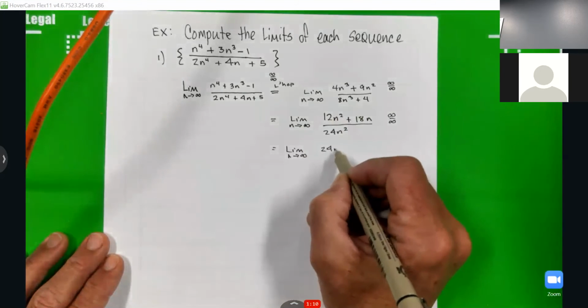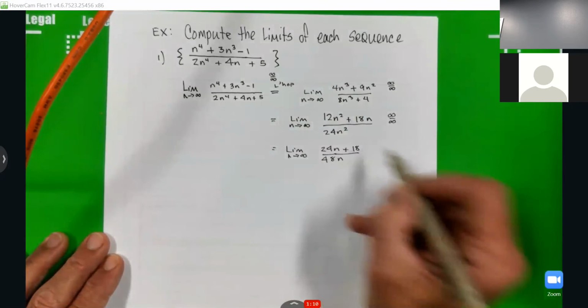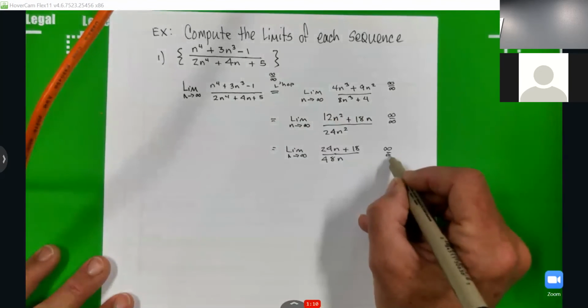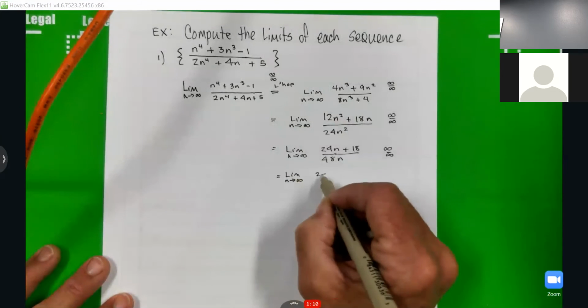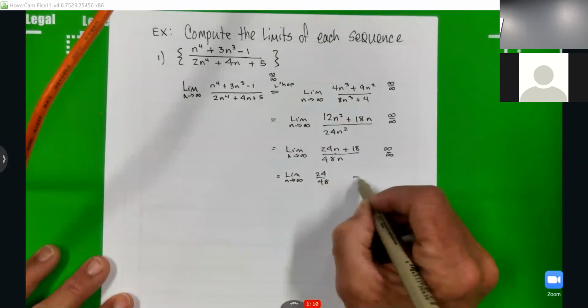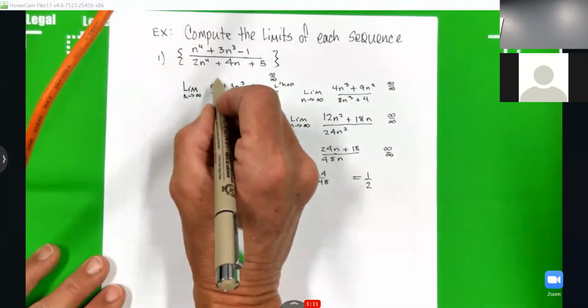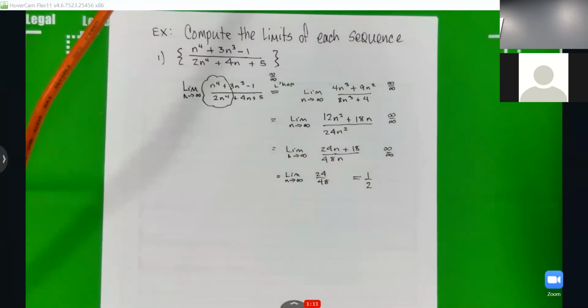And I get 24n over 48n. Actually, I got an 18 up here. 24n plus 18 over 48n. But I think one more time gives me the limit as n goes to infinity of 24 over 48. And there's the 1/2. You don't have to do all those steps. You can remember that if the degree on top is equal to the degree on the bottom, your limit will be the ratio of the coefficients.